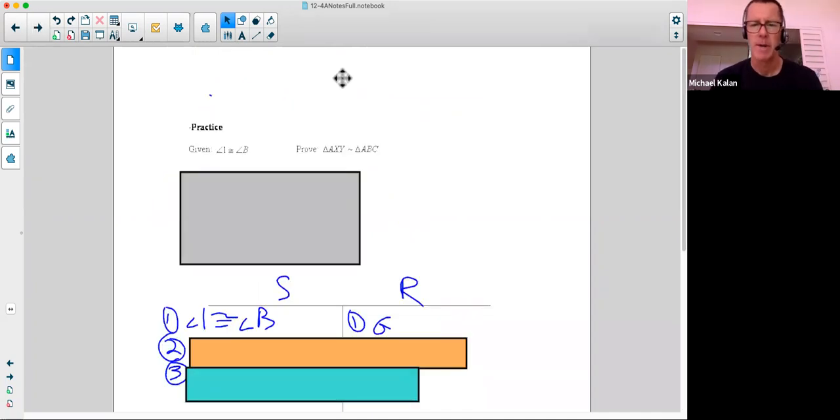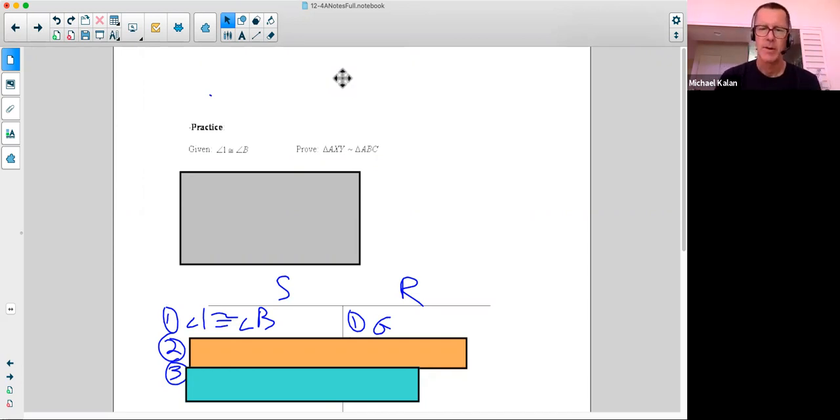So you have this diagram here. I've got it covered up because I've marked it up. So go ahead and you're given that angle 1 is congruent to angle B. You're trying to prove that triangle AXY is similar to triangle ABC. Go ahead and mark it up and see if you can come up with a game plan. I'll give you a hint. It probably involves something that we just did in this lesson.